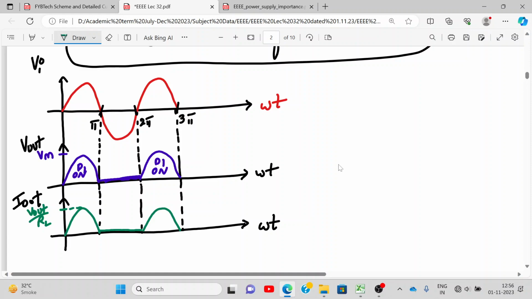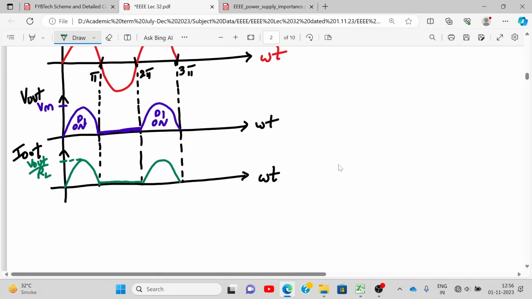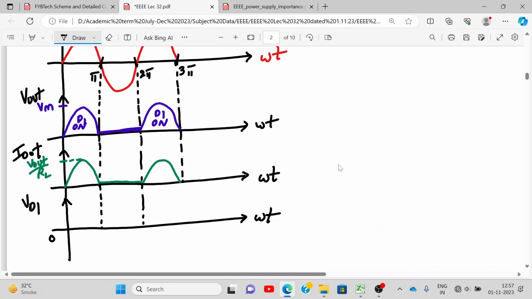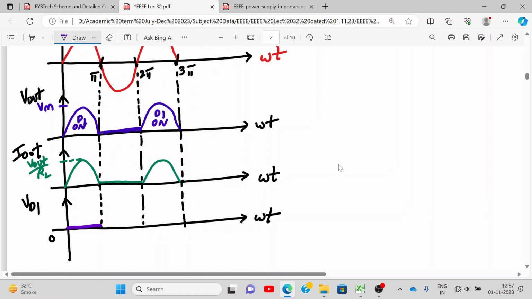Now, the most crucial thing: if you have drawn this, if you can draw this on your own, then very good. Draw the voltage across the diode. I'll give you 1 minute. What I mean is this: if I extend it over here, I want to draw the voltage across the diode D1. During the time when it is on, VD1 is 0. No problem in understanding over here. This will be 0 over here and 0 over here.